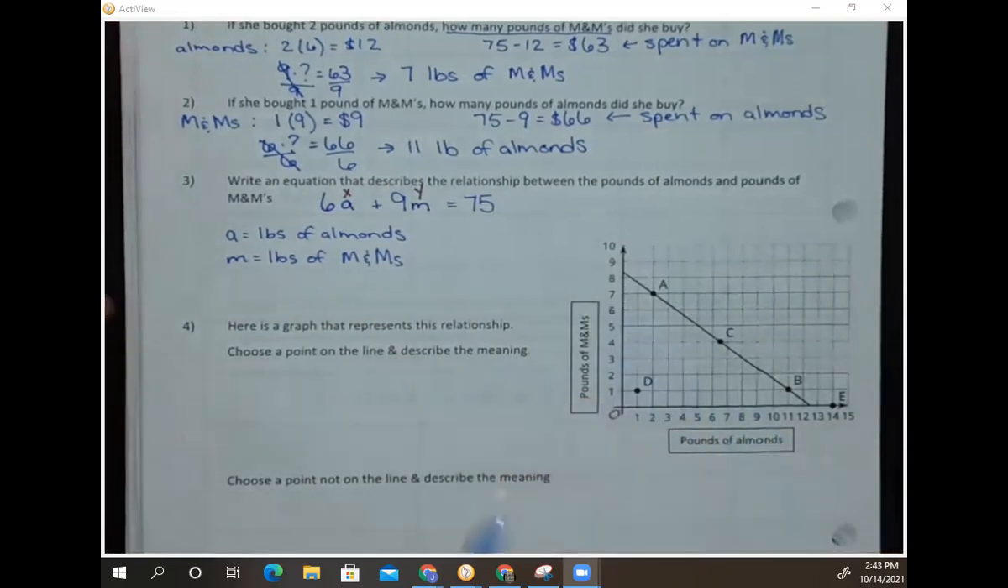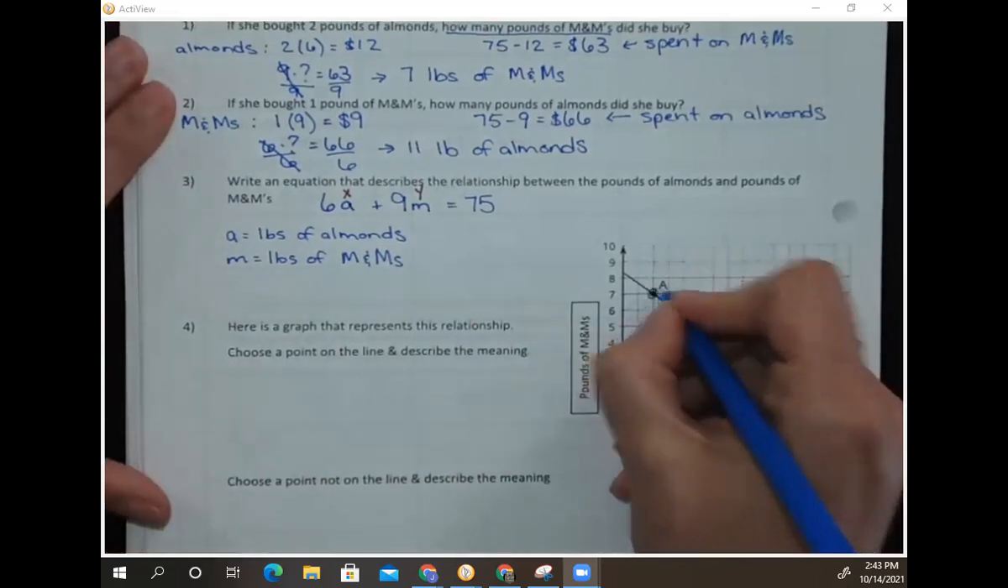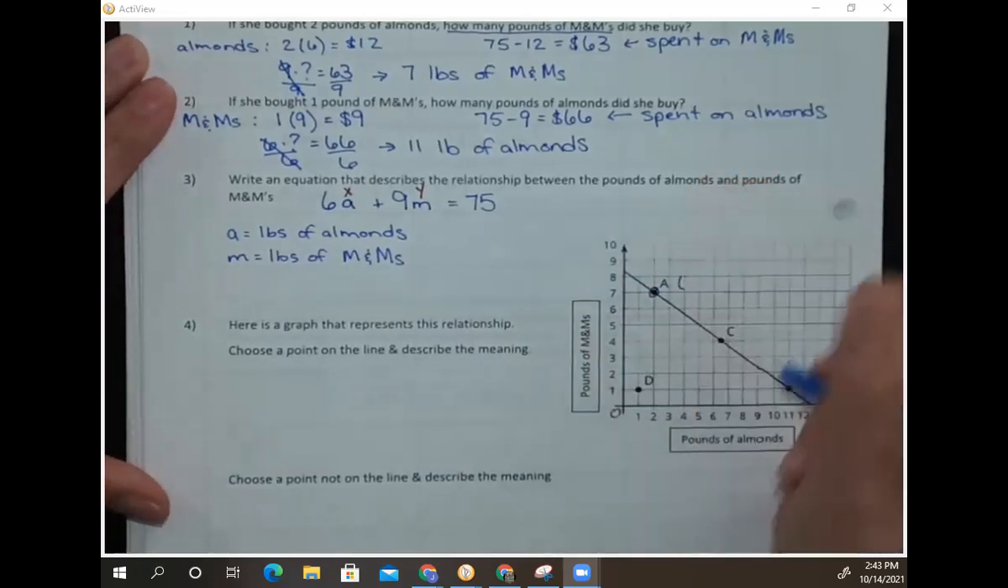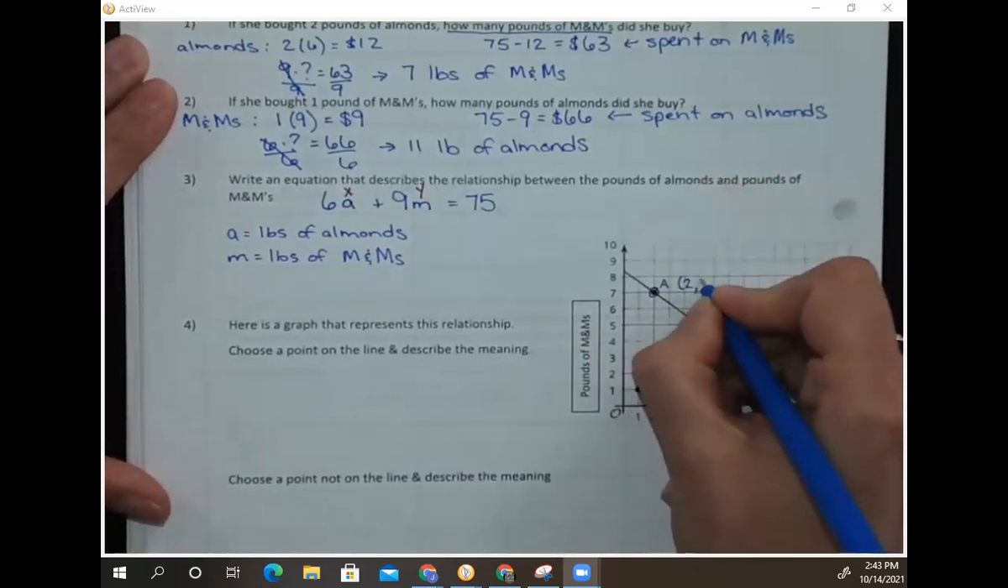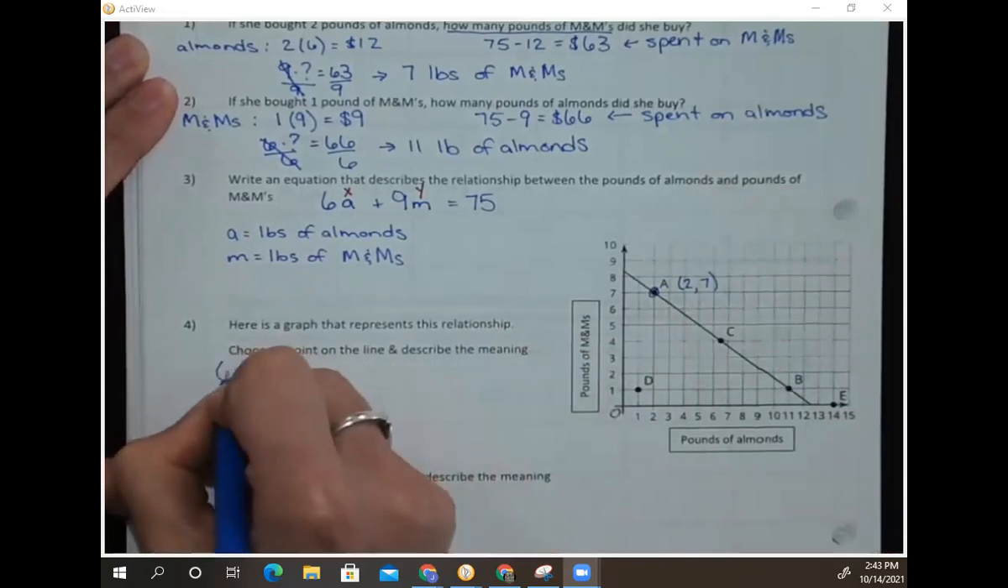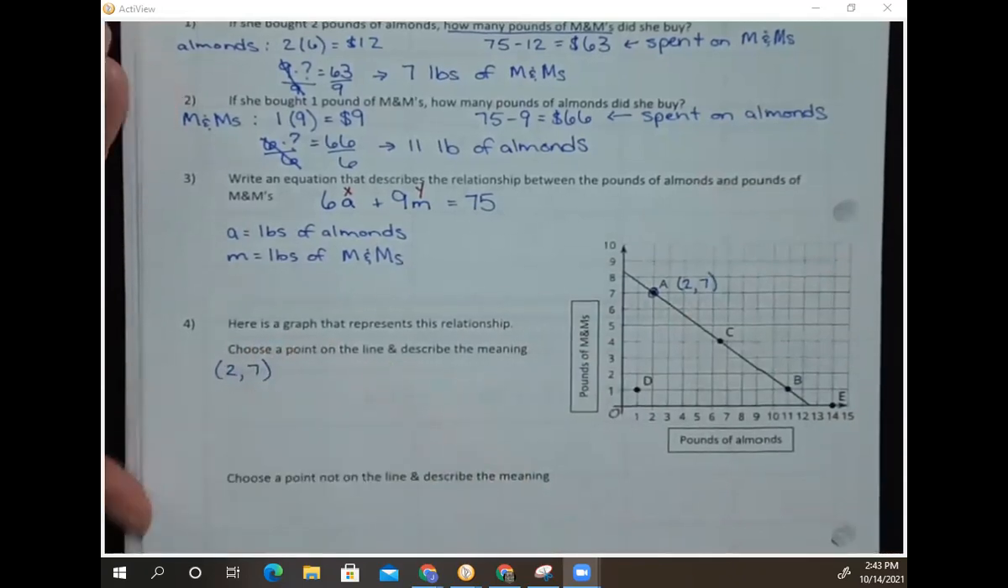Now, we can pick any point we want on the line, right? Anything on the line is fair game. But just to make things a little simpler on ourselves, I'm going to pick point A. It's a nice, easy point, 2, 7. And it says, describe the meaning of this point in terms of the problem.